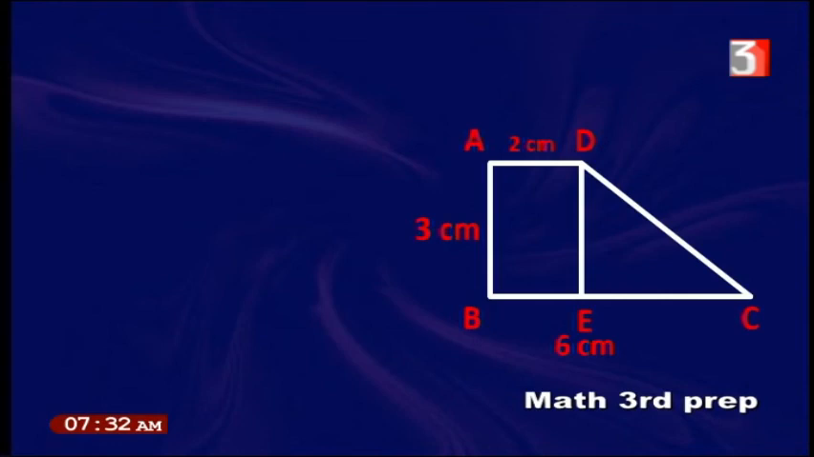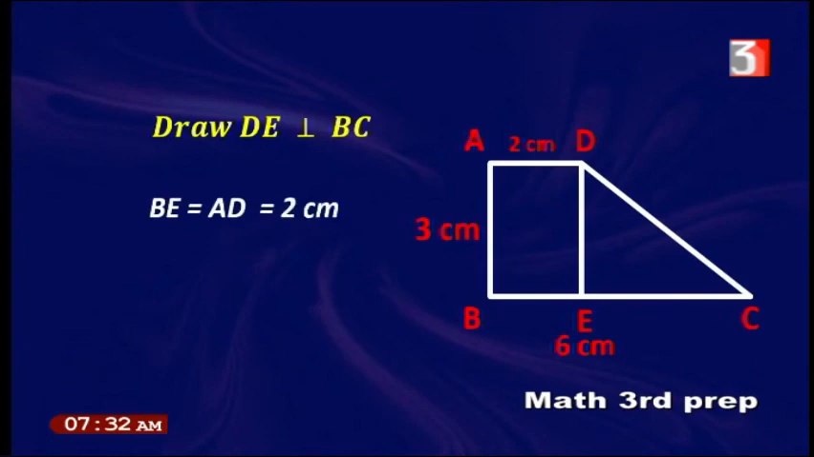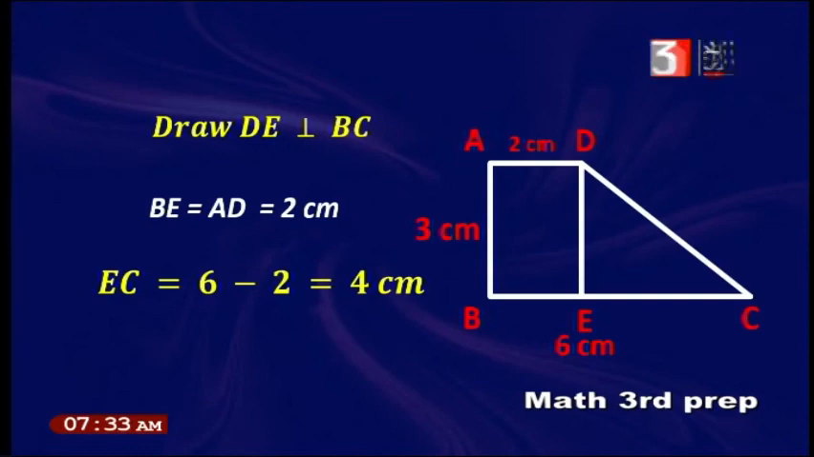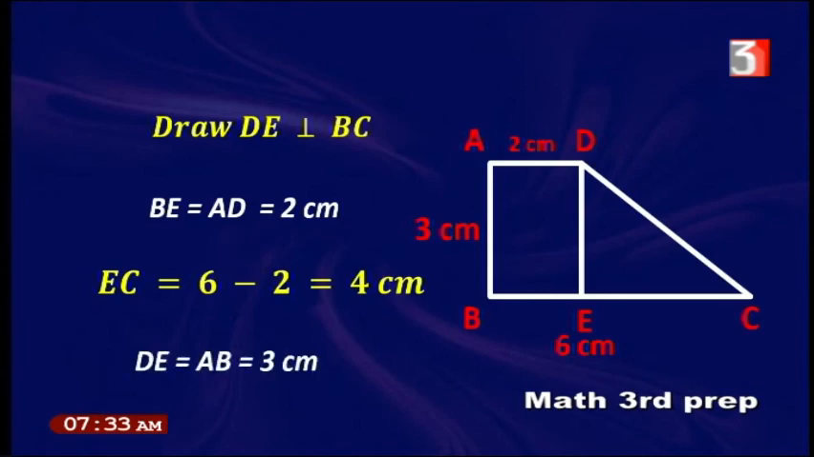Then, at the beginning, we have drawn DE perpendicular to BC. So in this case, we are going to notice that BE equals AD equals 2 centimeters. So we can find now the length of EC. It is equal to 6 minus 2 equals 4 centimeters. Then you are going to notice that DE equals AB, which is equal to 3 centimeters.